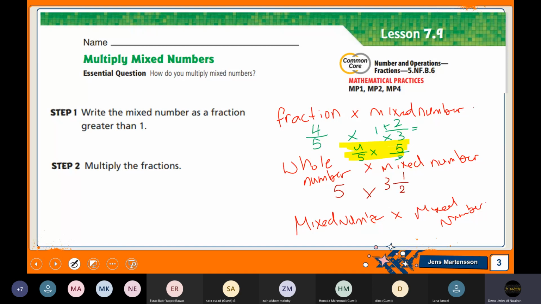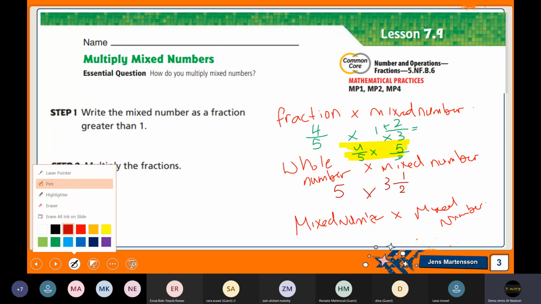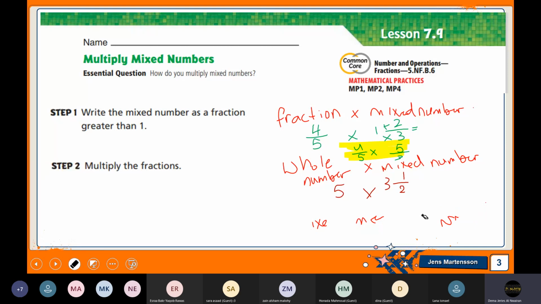What will we do? We will change both of them to fractions. How can we write the whole number as a fraction? Who can tell me? Out of 1. Good job. You will write the denominator as 1. So the first one comes as a fraction. But the second one is not a fraction. It's a mixed number. How can we write it as a fraction?